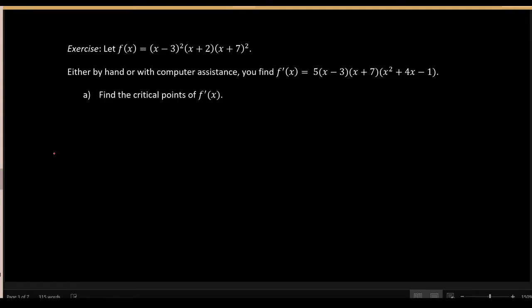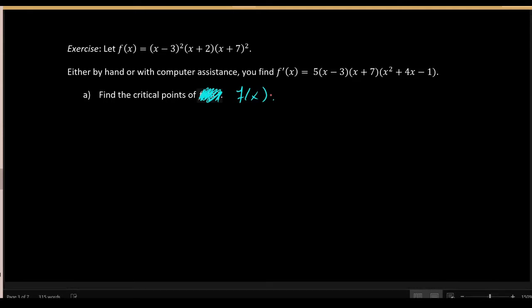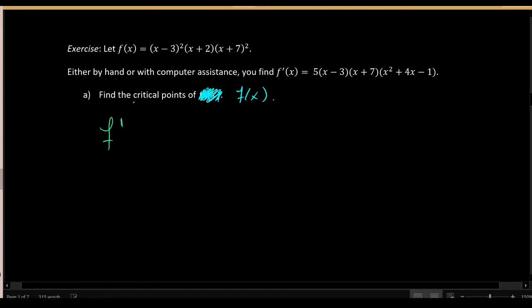So part A, let's find the critical points of, I've got to be careful now. Find the critical points of the original function. That's what this should say. Find the critical points of the original function. In order to do that, we need to find the locations at which the derivative of the original function, f prime, is equal to 0 or undefined. But because this is just a polynomial, I can tell that this f prime will always be defined.